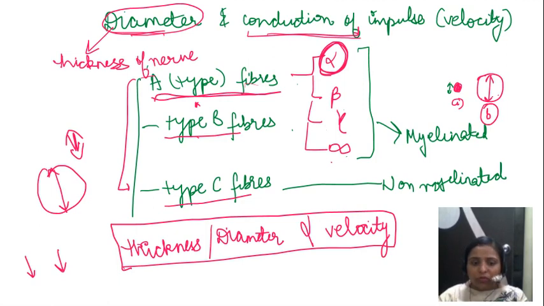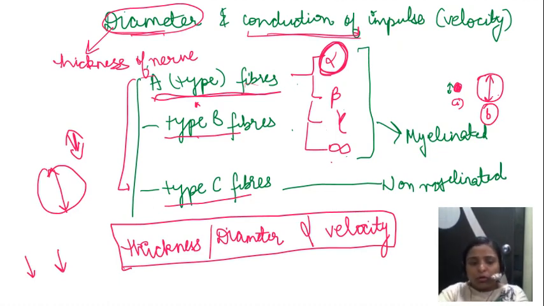Now the fifth classification is depending upon the secretion of neurotransmitter. If the neurotransmitter secreted by the neuron is acetylcholine, then the nerve fiber is called a cholinergic nerve fiber. And if the neurotransmitter released by the neuron is noradrenaline, then it is called an adrenergic nerve fiber.